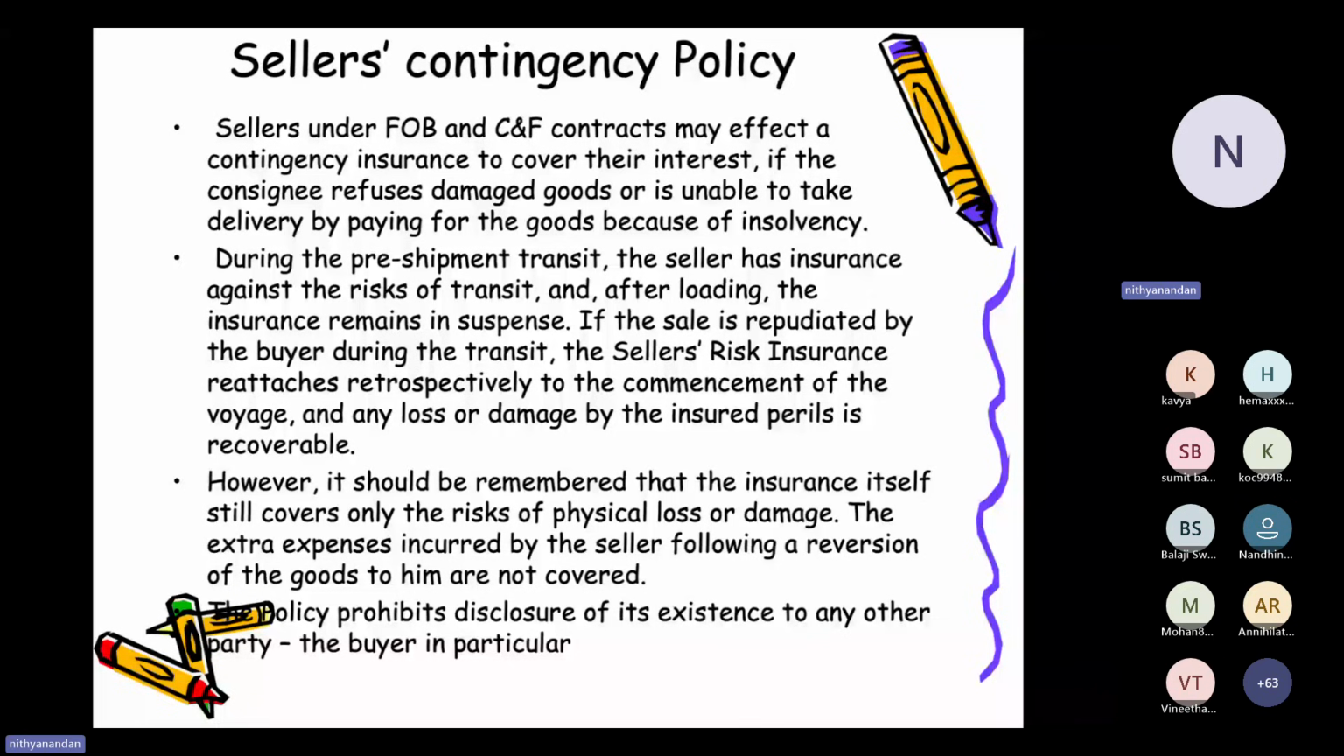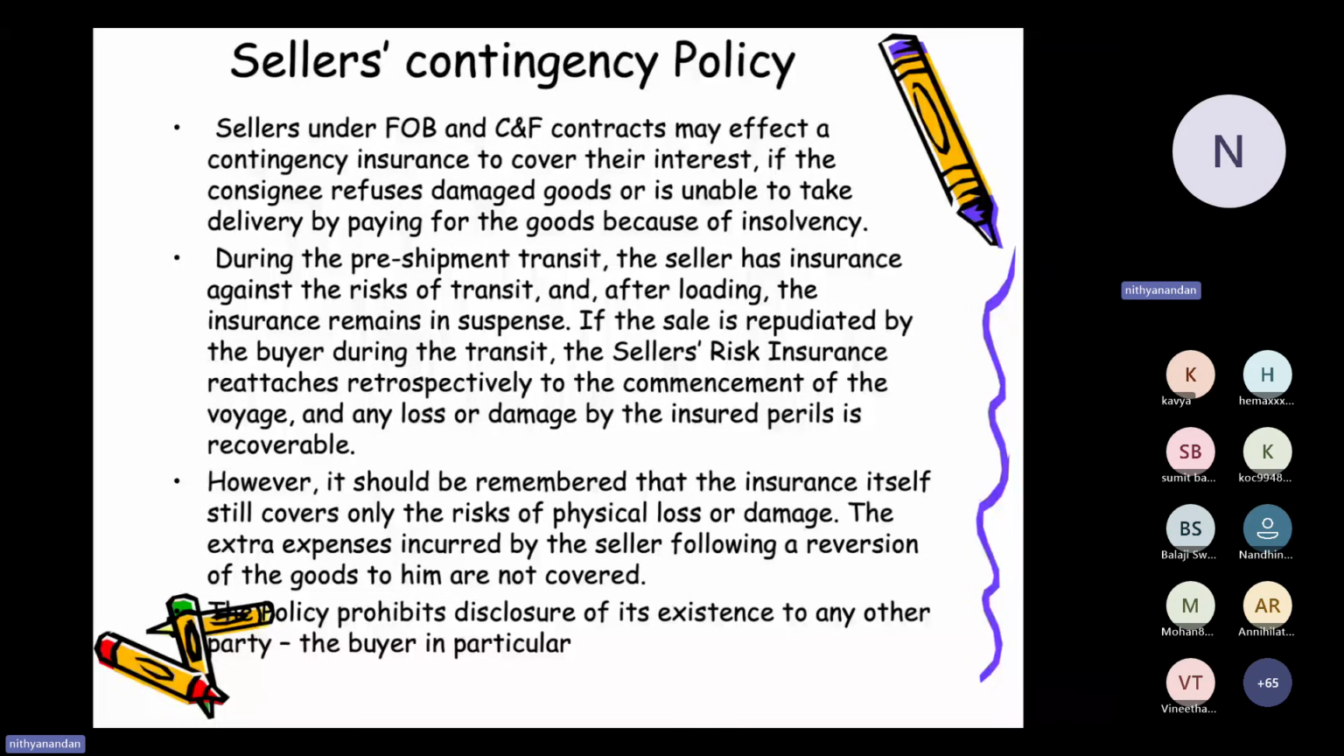So sellers under FOB and C&F contracts may effect a contingency insurance to cover their interest if the consignee refuses damaged goods or is unable to take delivery of the goods or pay for the goods due to insolvency. For some reason, you understand, the delivery is not happening. So he is not taking delivery. In that case, the goods are returned. So the return journey is covered by this seller's contingency policy.